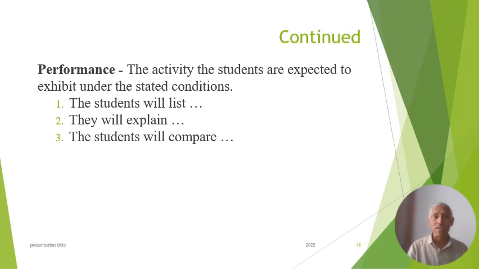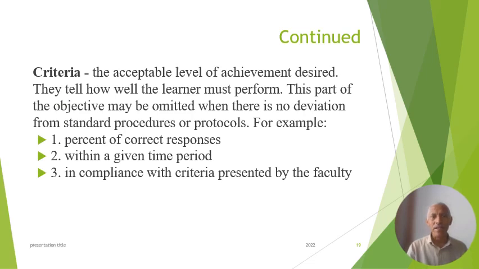Performance is the activity the students are expected to exhibit under the stated conditions. The students will list, the students will explain, the students will compare. All of these are the performance. Criteria, as I said earlier, is what makes it acceptable. It could be stated as a percentage of correct responses. They should earn 70% of it within a given time period, within a month, within three weeks or something, in compliance with criteria presented by the faculty.